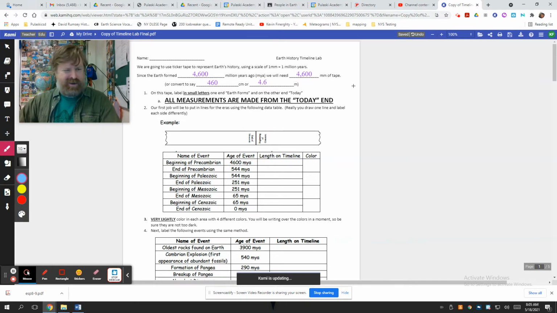Some of you might be saying, how do we know all this? That's a great question. And we're going to do some labs that will unravel that as well. How have we figured out what's gone on throughout Earth's history? An important question. All right.